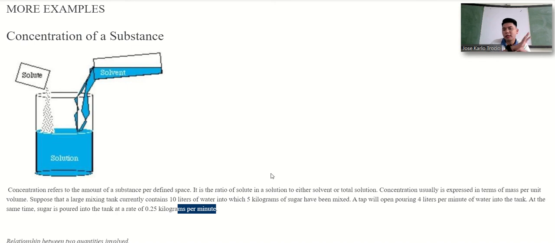So again, you have 10 liters already there with 5 kilograms of sugar. You also have additional 4 liters of solvent or water, and also sugar, which is 0.25 kilograms per minute. So they are pouring it per minute. So it takes a long time, let's say it is filling per minute 4 liters.